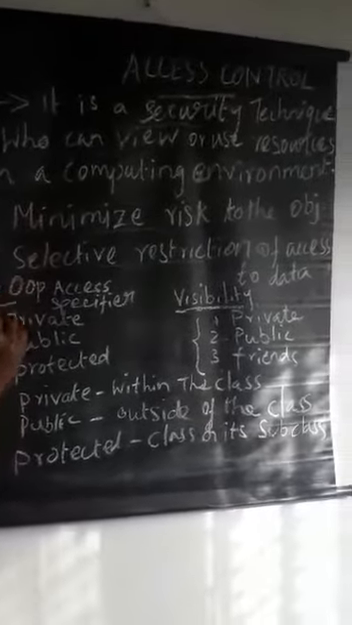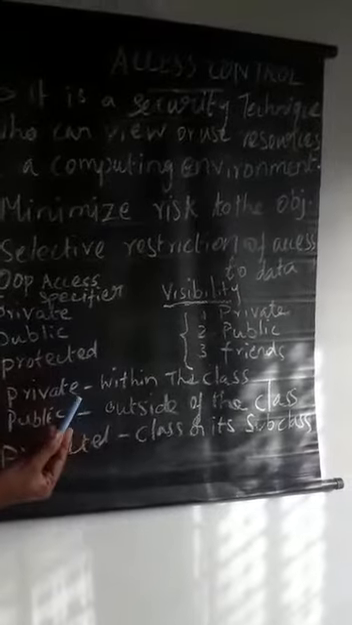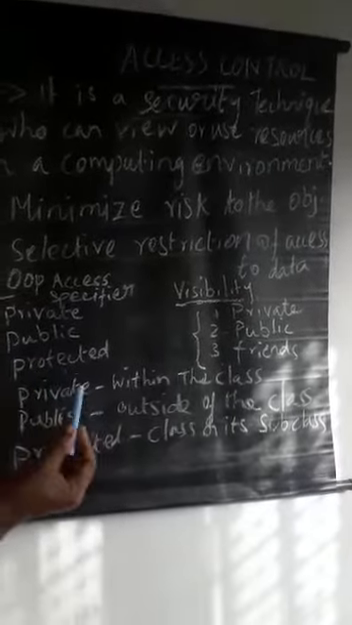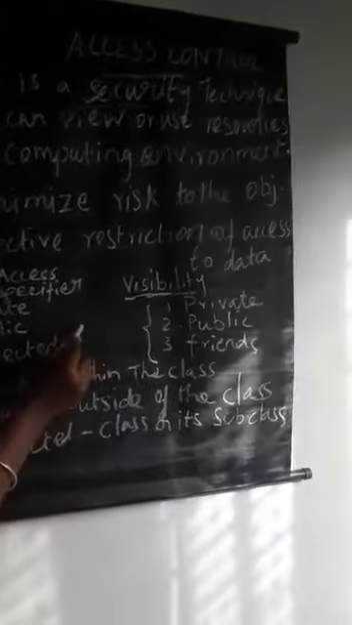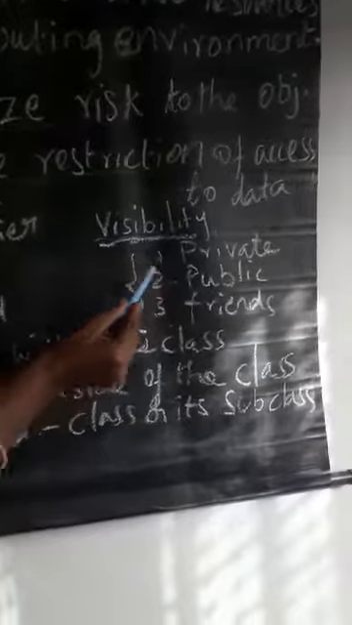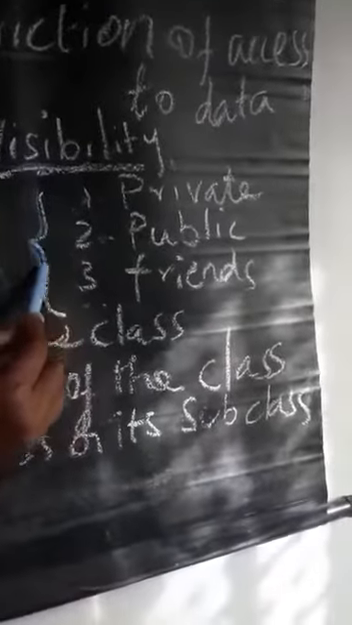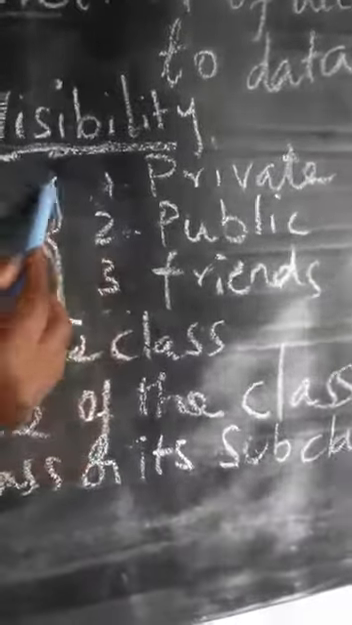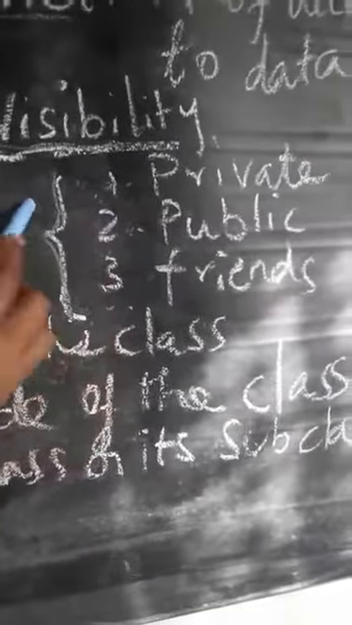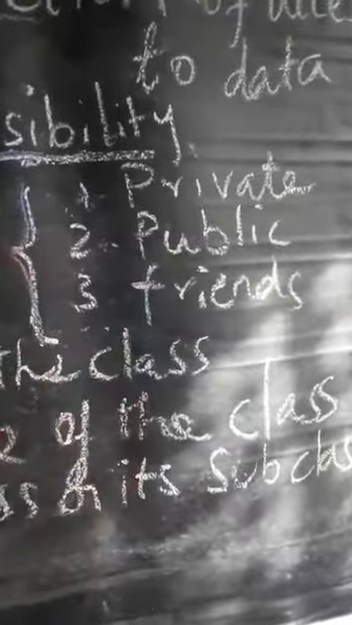For example, when you upload your photo on Facebook or WhatsApp, you must set the visibility mode. What are the visibility modes? Private, public, and third, friends. There are 3 visibility modes, and you can set one. What are the uses of private, public and friends?